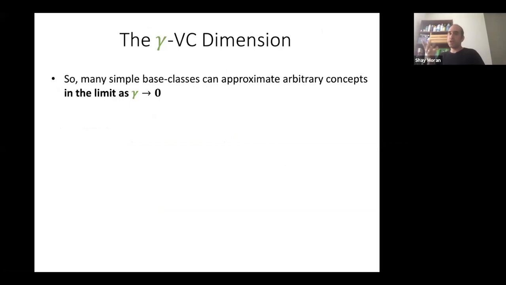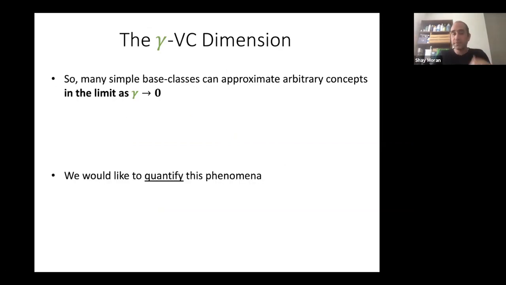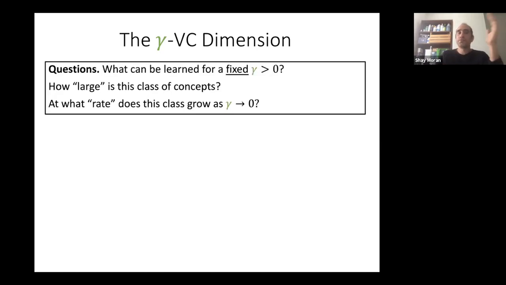But this is really a qualitative statement. It tells you that in the limit as gamma goes to zero, you can approximate arbitrary concepts. We would like to quantify this phenomenon and give some effective bounds maybe. So the question here is, for fixed small gamma greater than zero, how large is the class of concepts that can be learned using any boosting algorithm, but let's just think about AdaBoost with advantage gamma. And at what rate does this class grow as gamma goes to zero? As gamma goes to zero, we can learn more and more concepts.